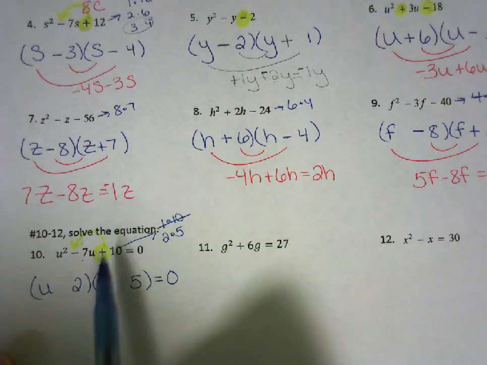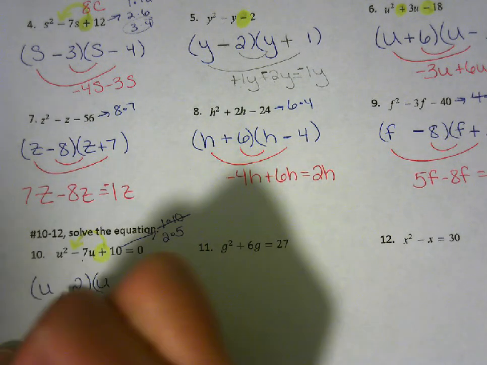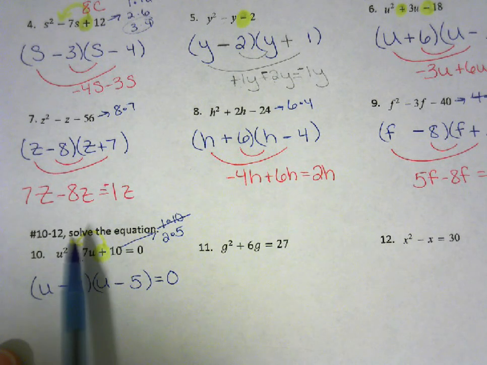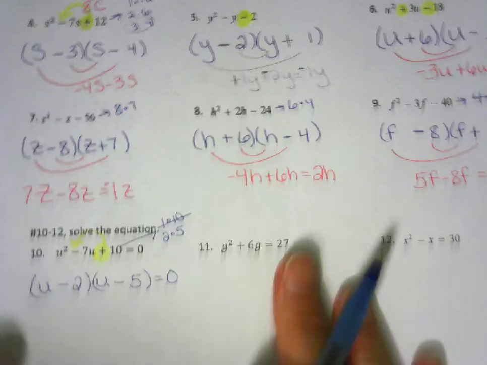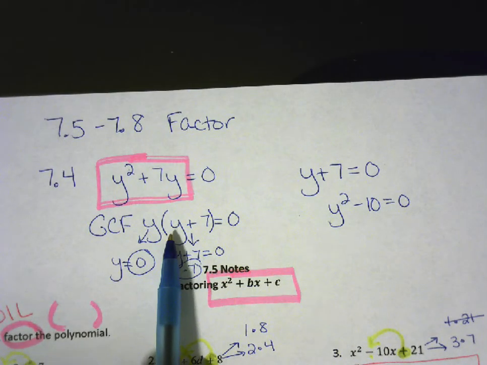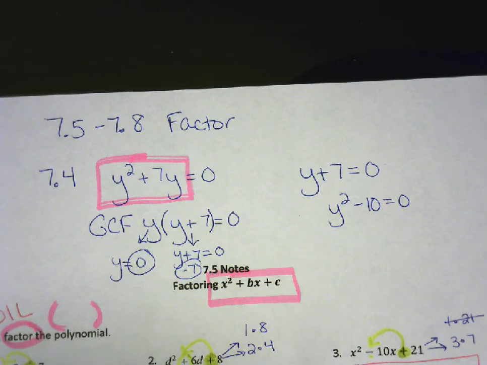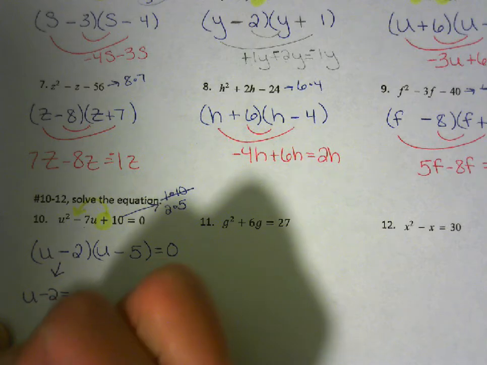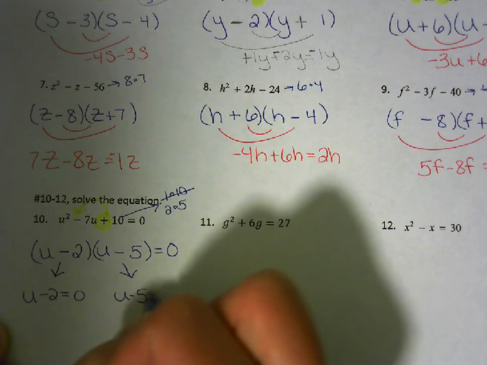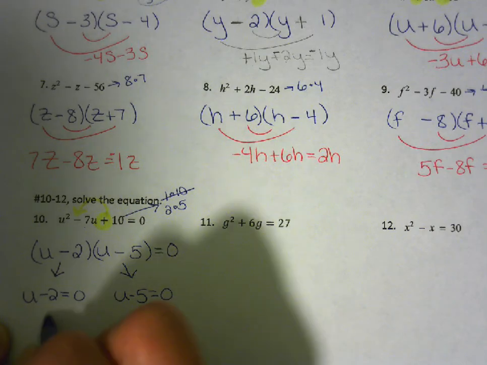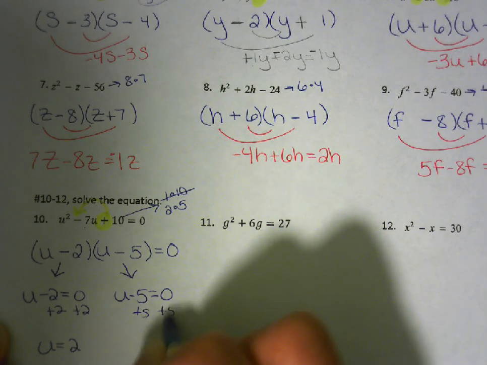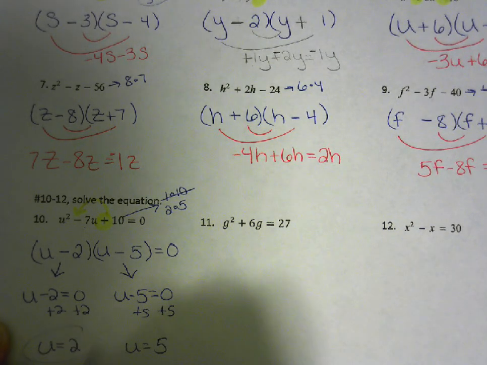So we know that they're going to be the same and they're both subtractions. Now it wants me to solve. Because it wants me to solve, just like what I showed you up here when we reviewed, all you have to do is set each piece equal to 0. So all I'm going to do is take my parentheses and set them equal to 0. So u minus 2 is equal to 0, u minus 5 is equal to 0, and then if I just move the 2 over, and if I move the 5 over, and I get 2 solutions.